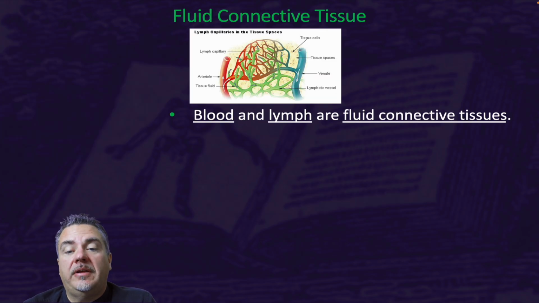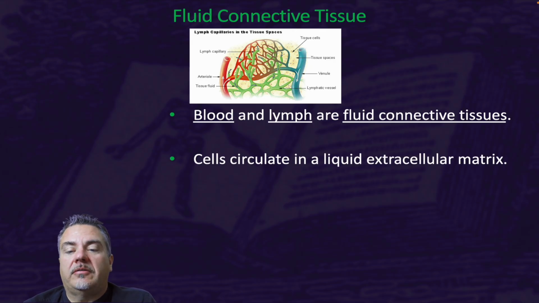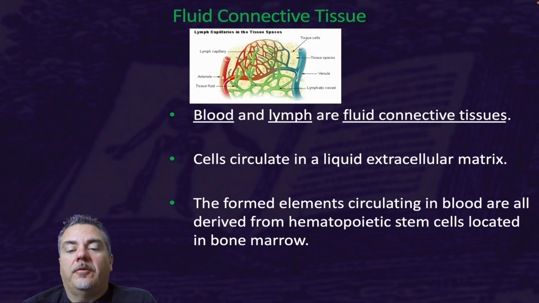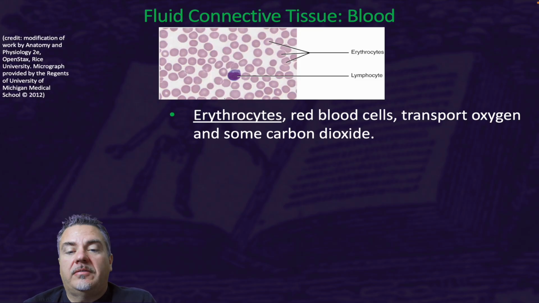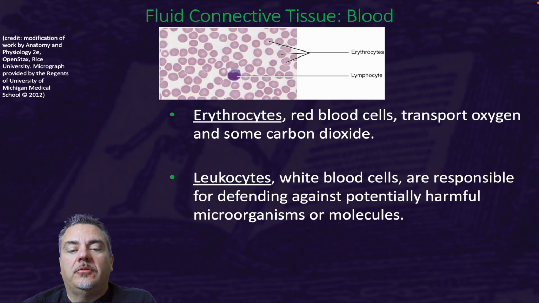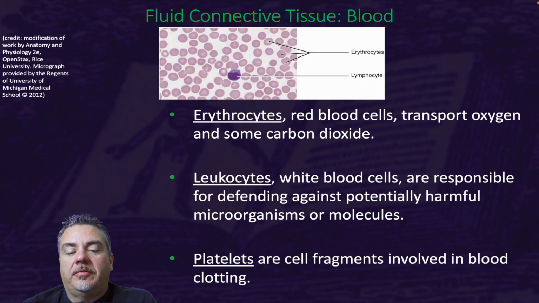The blood and lymph are fluid connective tissues. Cells circulate in a liquid extracellular matrix. The formed elements circulating in blood are all derived from hematopoietic stem cells located in bone marrow. Erythrocytes, which are red blood cells, transport oxygen and some carbon dioxide. Leukocytes, which are white blood cells, are responsible for defending against potentially harmful microorganisms or molecules. Platelets are cell fragments involved in blood clotting.